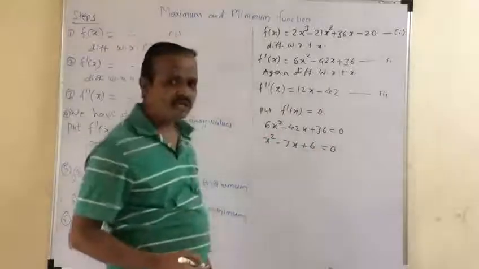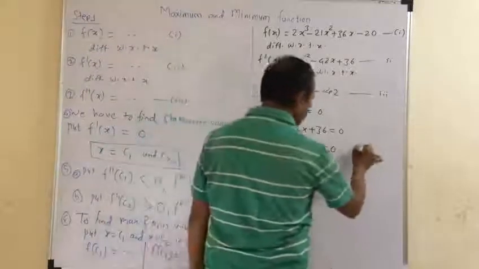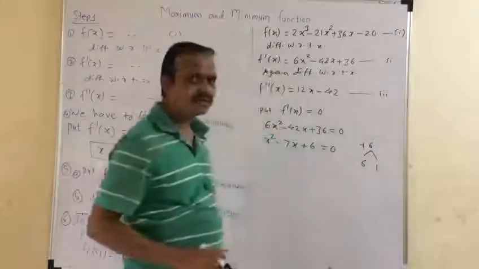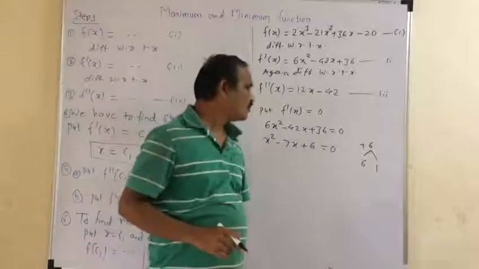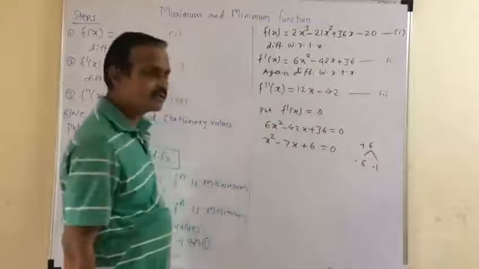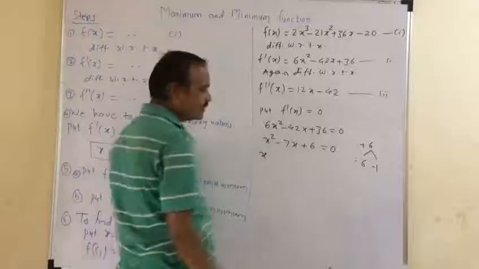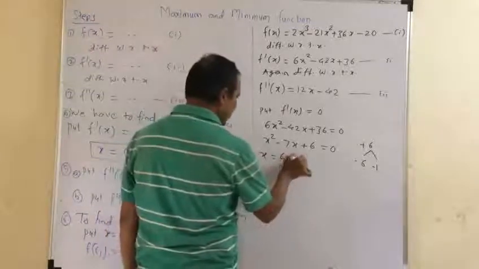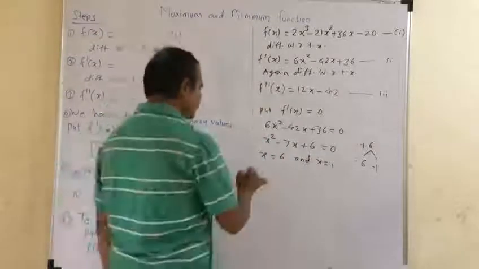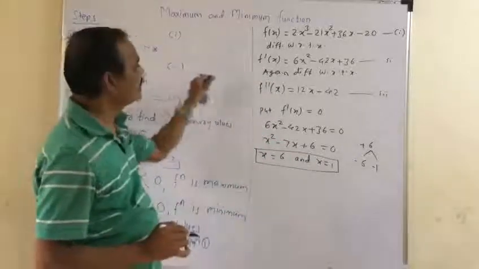As this is a quadratic equation, the product AC is plus 6. Now we find its roots as 6 and 1, taking the same sign for both factors. By solving this quadratic equation we get x is equal to 6 and x is equal to 1. Now these values are the stationary values of the given function.